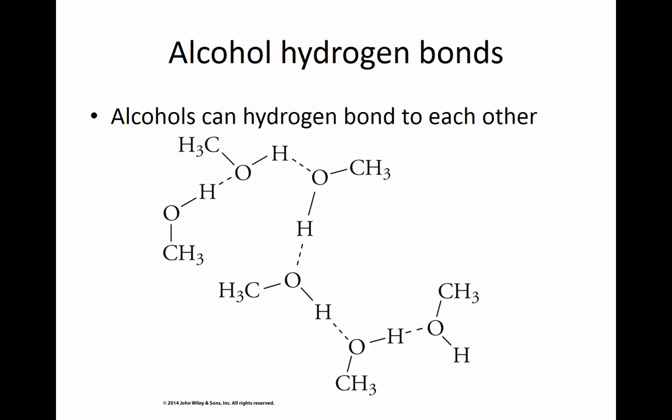Alcohols, just like carboxylic acids, can hydrogen bond to each other. They can be hydrogen bond donors, and they can be hydrogen bond acceptors. This hydrogen here can be a donor of hydrogen bonds, and the oxygen here can be an acceptor.